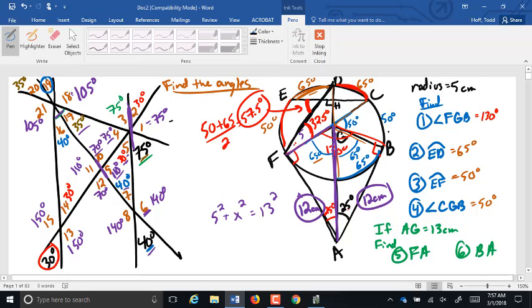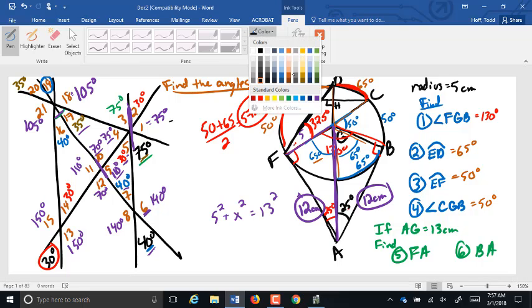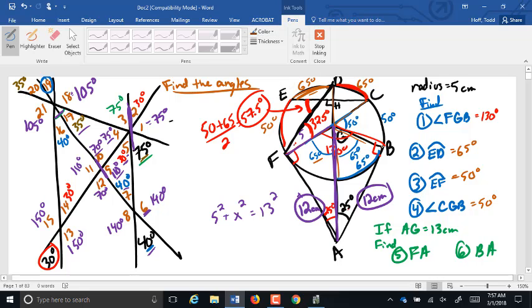I'm going to add another line just for fun. I'm going to do this one across here. It goes through those 2 points, and these connect out here. What's this angle got to be?